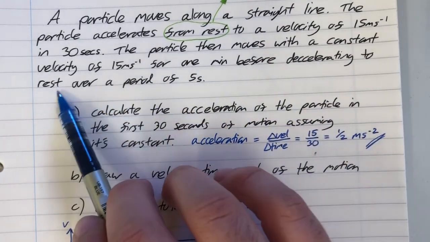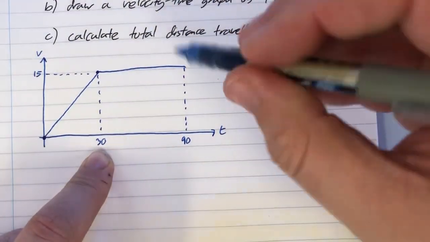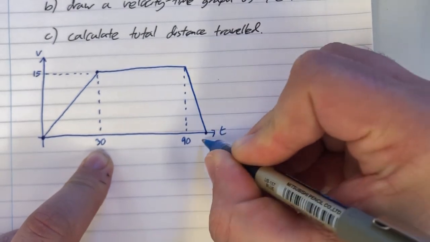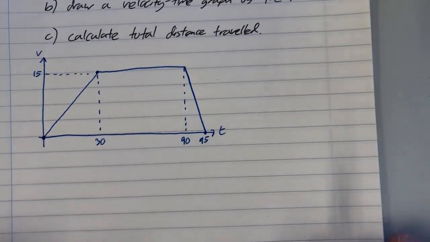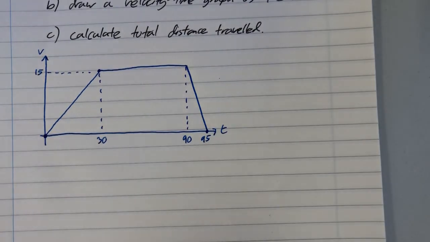it decelerates to rest over a period of 5 seconds. Okay, and we're going to assume it's decelerating with constant deceleration. So that's going to be there at 95. Okay, fantastic. So there's my velocity time graph of my motion. And then part C, calculate the total distance travelled.